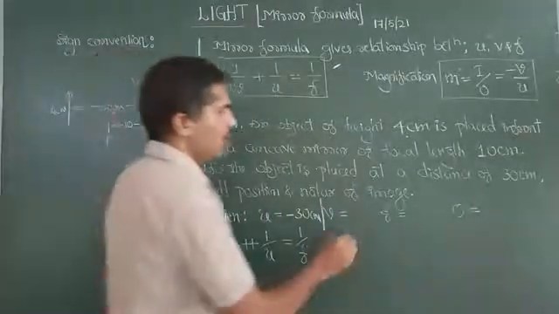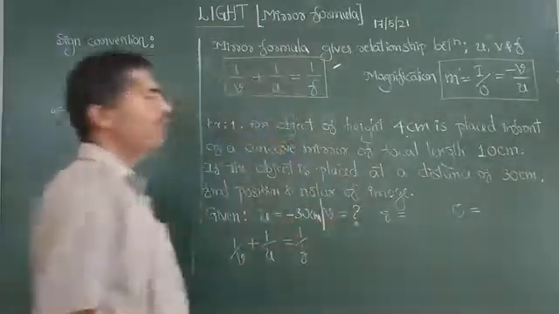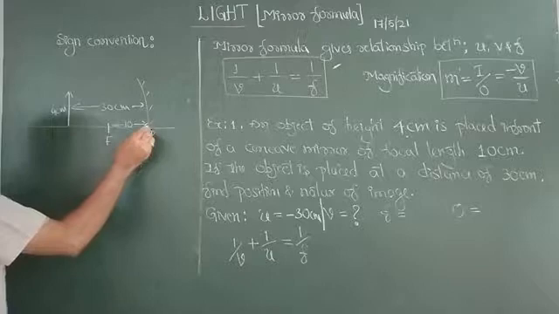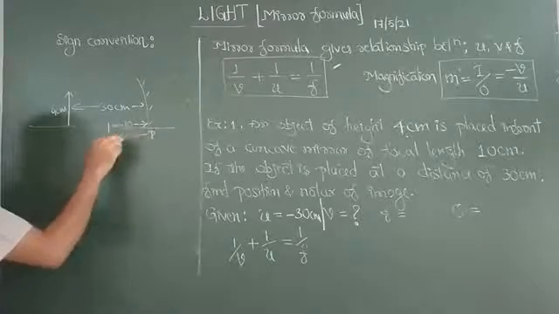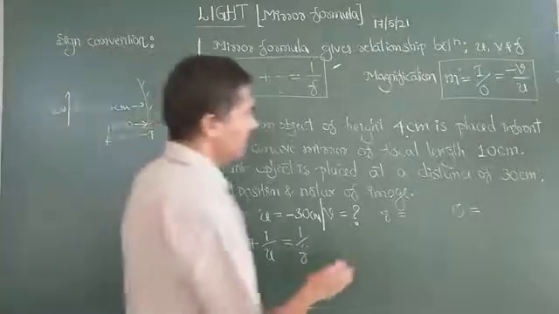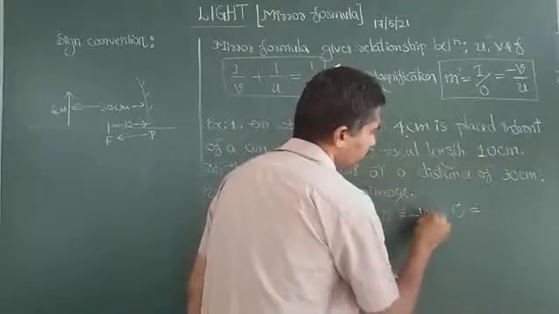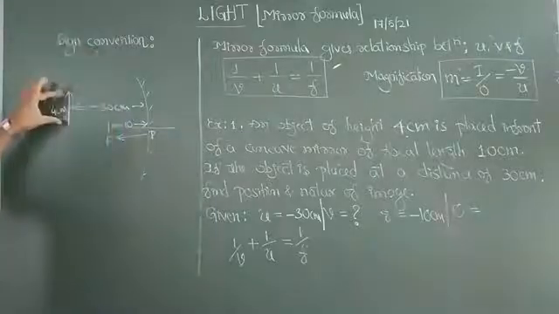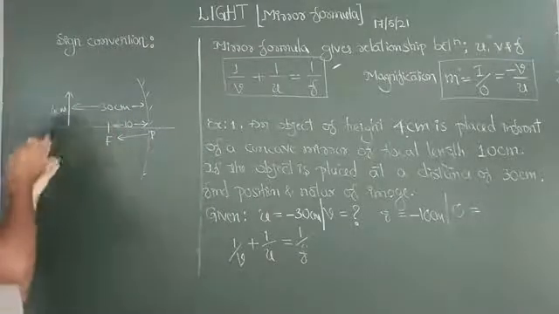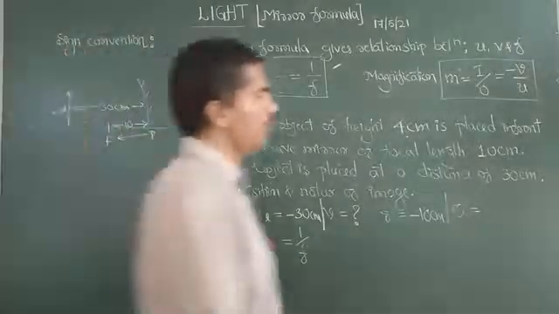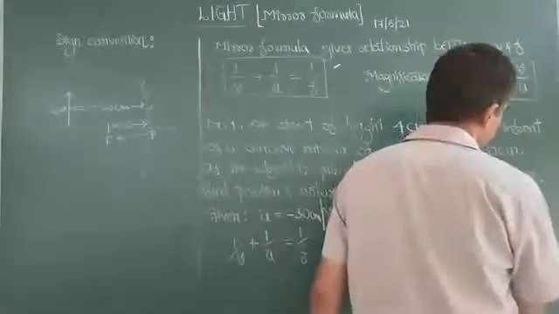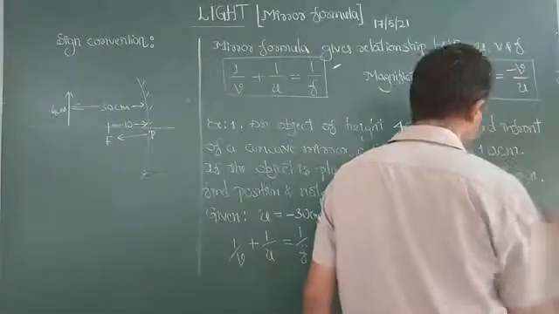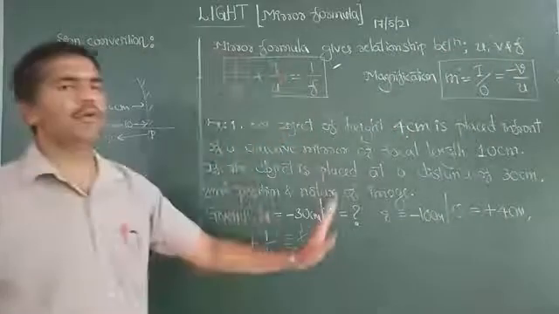Distance of image is not given. Focal length, again to measure focal length I should go back. So focal length is negative, that is minus 10. Height of the object is given, 4 centimeter. For height you are measuring upwards, so again it is plus 4. Height of image is not given. This much is the data given to me.